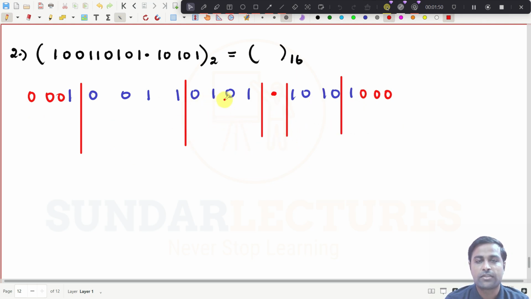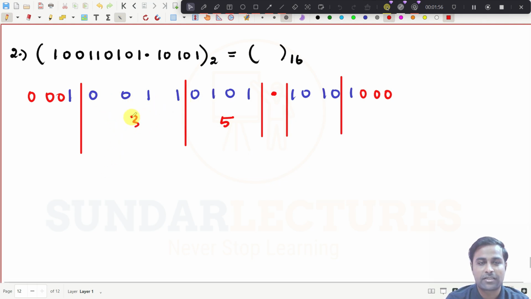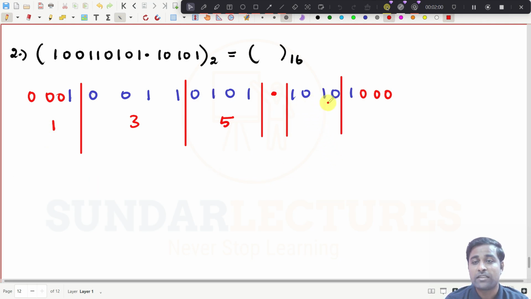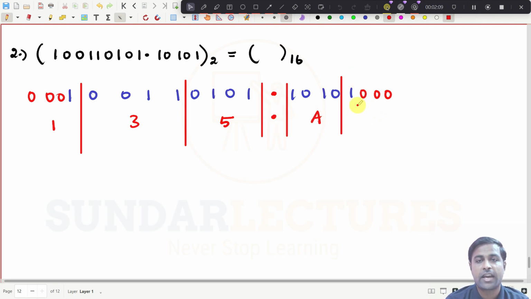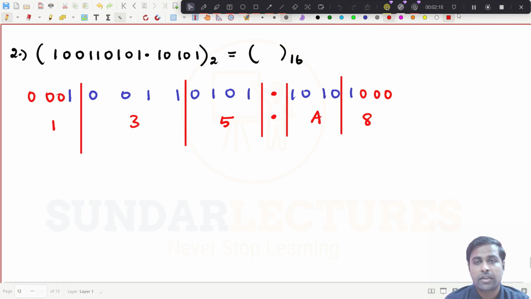And now 0 1 0 1, what is this one? Actually this is 5. And 0 1 1 1, actually it is 3. And 0 0 0 1, actually it is 1. And what is 1 0 1 0? It is actually A. This is A, and you put the point here. And 1 0 0 0, actually it is 8.